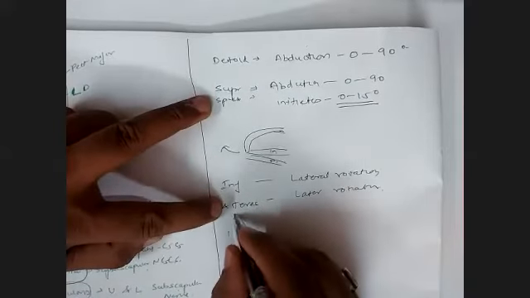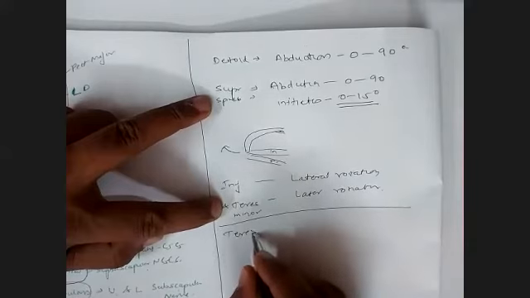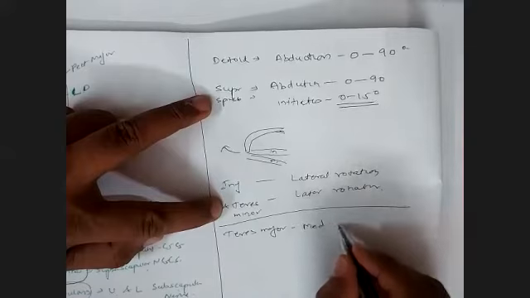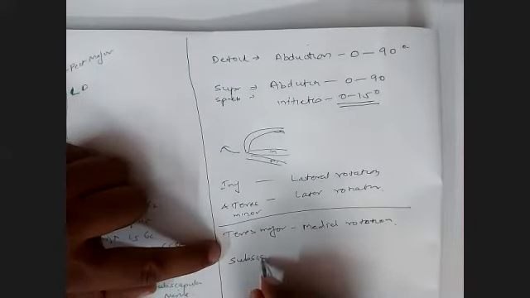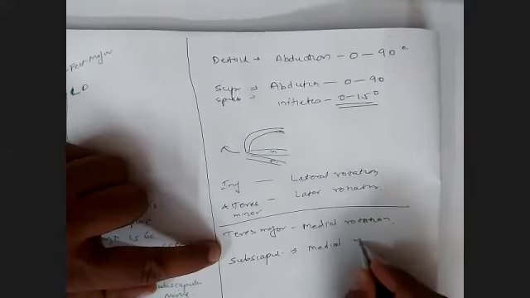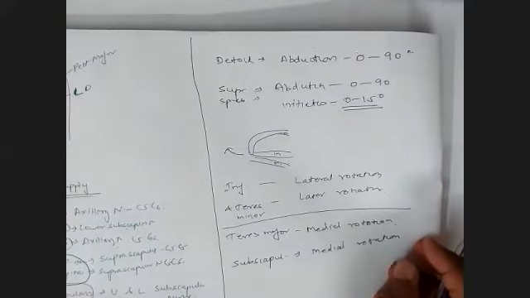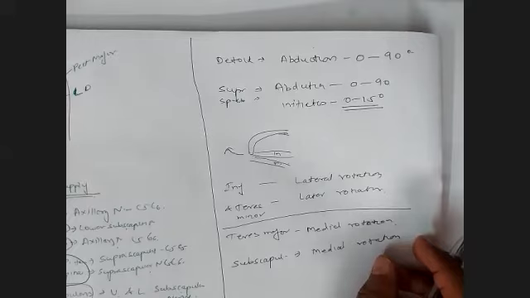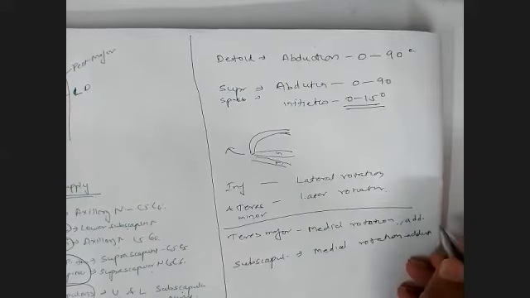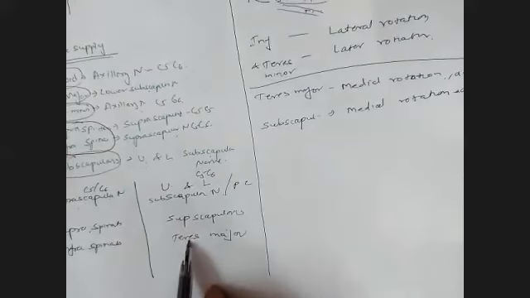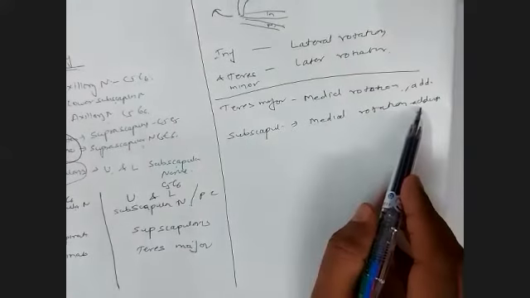Okay. So teres minor will cause lateral rotation, while teres major will cause medial rotation because it is inserted anteriorly. Subscapularis will also cause medial rotation, and adduction. So if you see nerve supply wise also, subscapularis and teres major have the same nerve supply, upper and lower subscapular. They will have the same action, medial rotation and adduction.